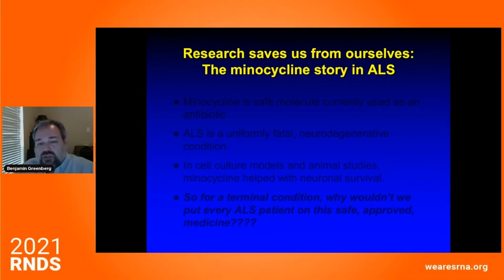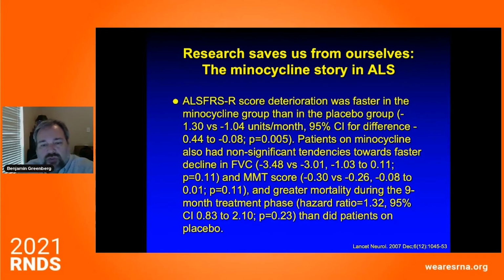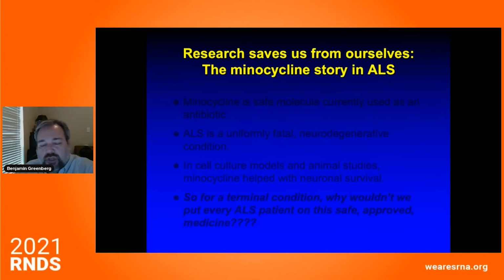First, it's important to know that minocycline is a safe molecule currently used as an antibiotic. And Roberta, if you could advance one. Oh, no, sorry, go back. I guess it's not building on yours. So this slide talks about minocycline being safe. We use it as an antibiotic.